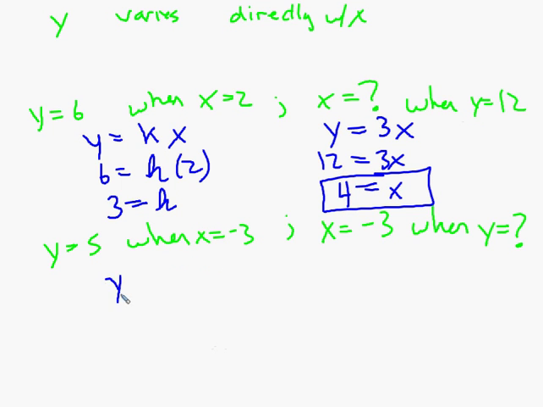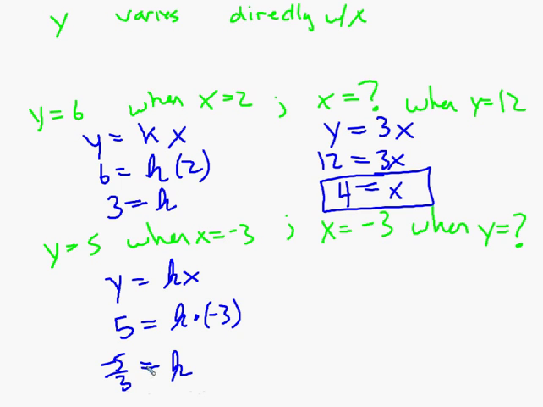This one starts the same. y equals kx. How do I know? Because it's direct variation. y equals 5, k times negative 3. I divide by negative 3, and I get negative 5/3 is k. That's not the answer unless it asks for k. It might say, find k. In that case, you're done. But I'm asked for y when x equals 3.